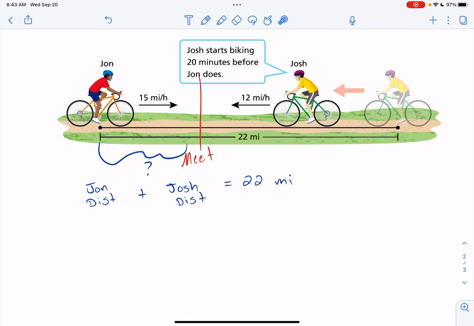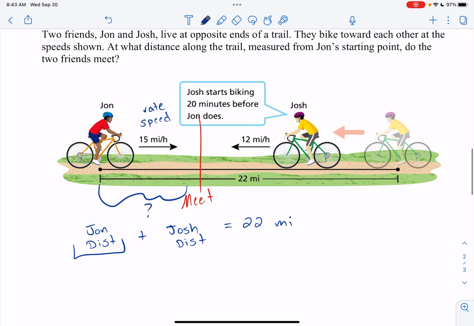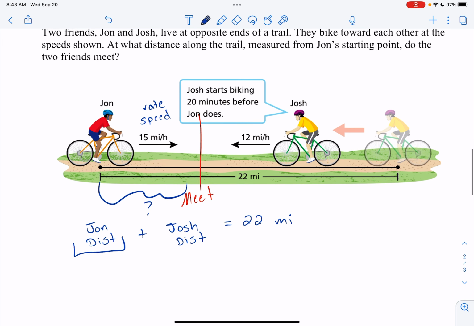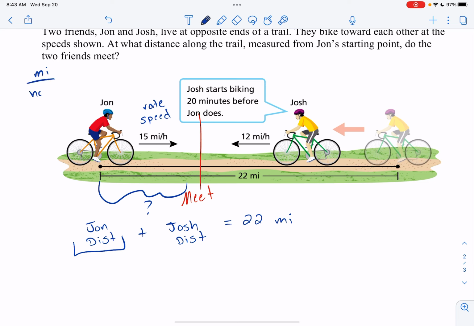Okay, so now let's see if we can come up with something for John's distance. I don't know how far John traveled, but I do know how fast he traveled. This is a speed or a rate, and it is in miles per hour. It's miles divided by hours. Miles is a distance. Hour is a time. So if I take distance divided by time, I get his rate. So his distance divided by his time is equal to his rate.